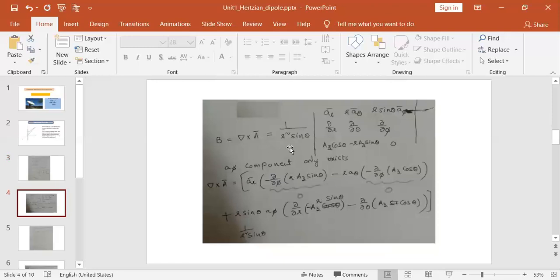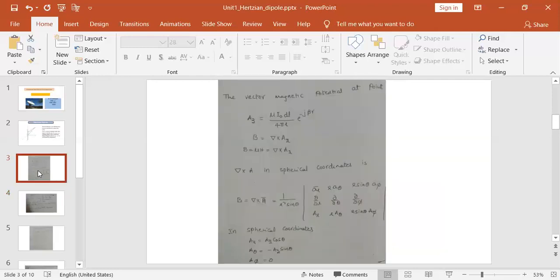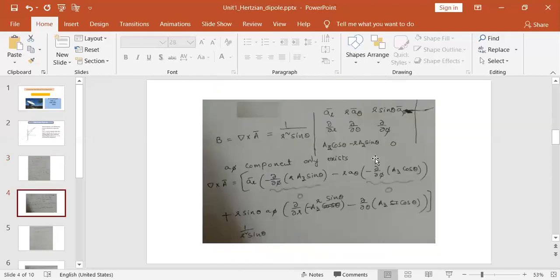So here 1 by r square sine theta into we have the components along a r, a theta and a phi. Along a phi it is 0. So a r is equal to Az cos theta, and a theta is equal to minus r into Az sin theta, and a phi is 0.